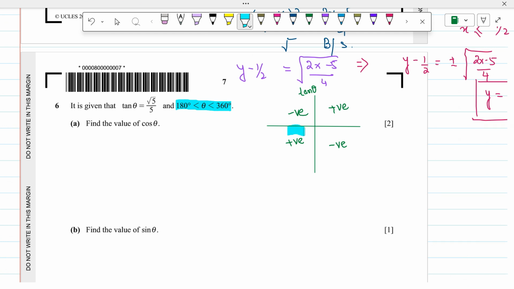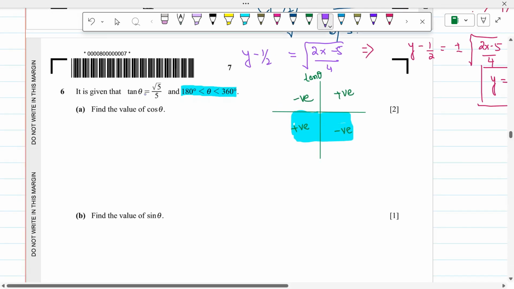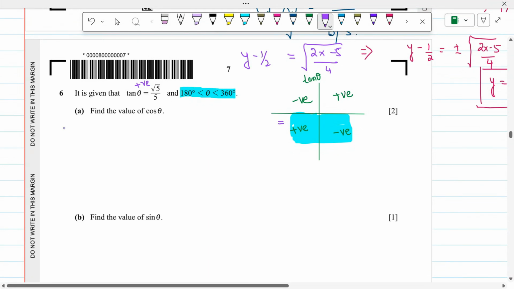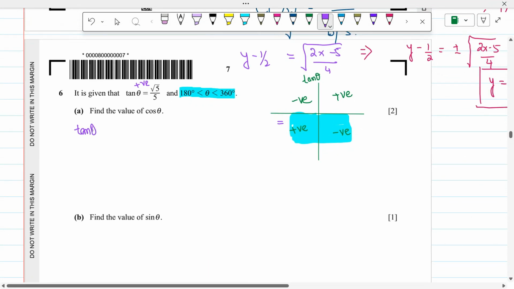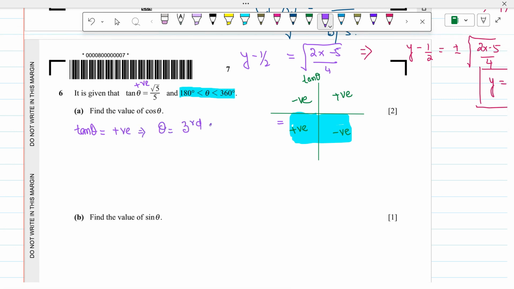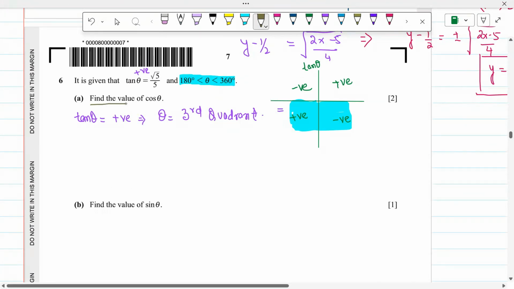We have been given the range that the angle should lie between 180 and 360. This one is 180 and this one is 360, so this is the range of the angle theta. The given value of tangent is positive, so this angle should lie in the third quadrant. So tangent of theta is positive, so theta will be in the third quadrant. Now find the value of cos.